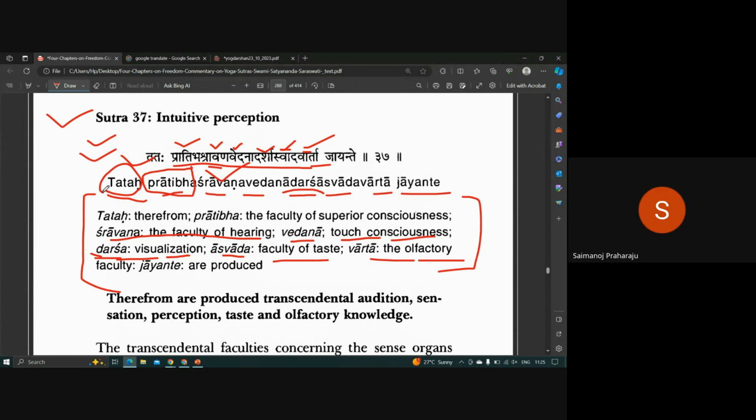Now, Manoj, please continue. So based on the previous sutra, the knowledge which is equal to that of the Pratibha, one gets the special powers like Shravana, the special power of hearing, and the Vedana, the special power of touch, the touch consciousness, and the Adarsha, the special type of visualization or perception, and Aswada, the special power of taste, and Varta, the special power of sensation of smell, the olfactory faculty. Excellent. Because of the Purusha Jnana, that yogi is able to get these six special siddhis.